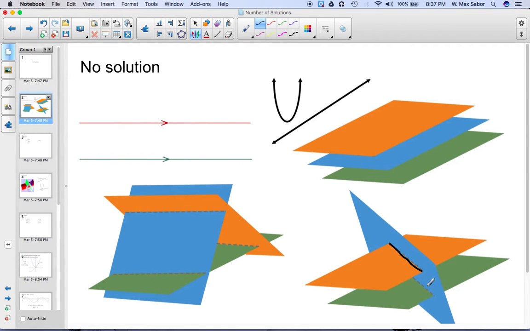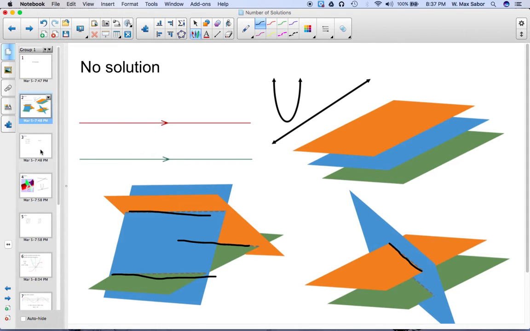So two planes being parallel and the third one cutting through them, it's still no solution because the orange and the green planes never meet. It's even possible for any pair of them to meet, but for them not to create a solution, because this line, and that line are all parallel lines, and there's no place where all three of them intersect. So there are multiple ways we can have no solution in three dimensions.